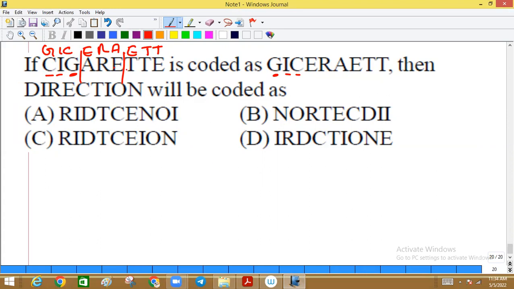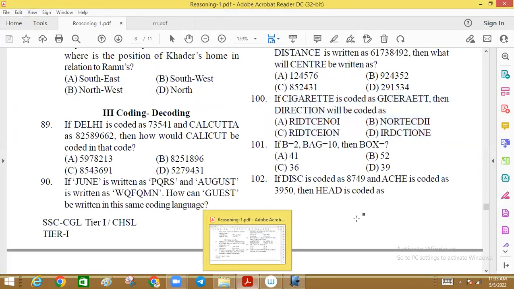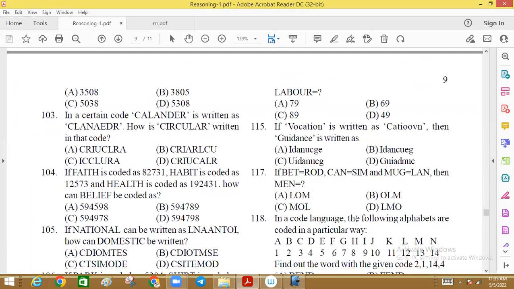Next one, we go with the answer now. We try to divide each word into three-letter blocks. Then after that you have to reverse it. DIR becomes RID. ECT, ECT. ION becomes NOI. Option A is the answer. Right. So in this case we are dividing into three-letter blocks. In the previous question, we did it into two-letter blocks.